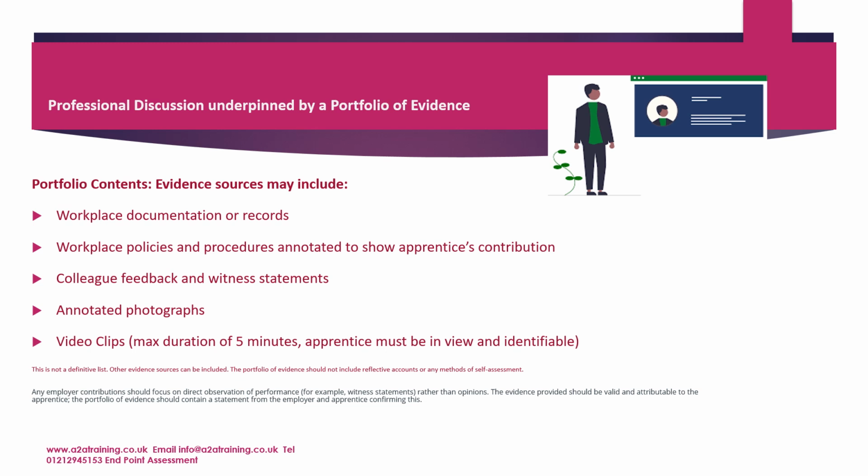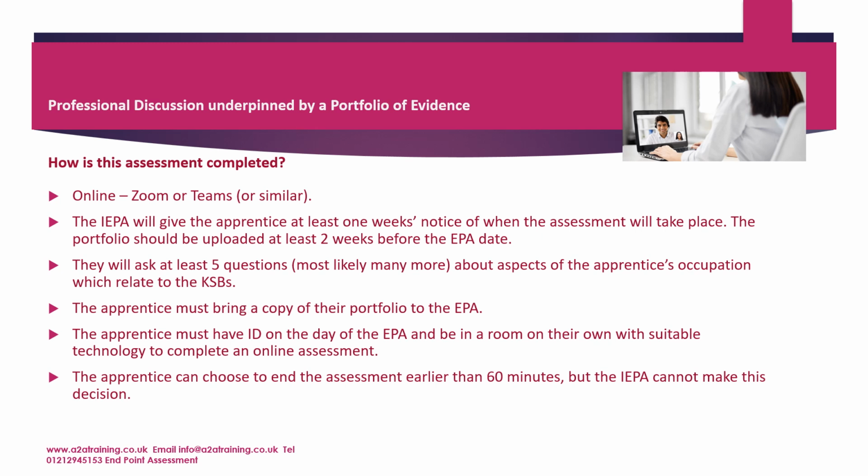So evidence ideas for your portfolio might include things such as workplace documentation or records, workplace policies and procedures, annotated to show your contribution as the apprentice, colleague feedback and witness statements, annotated photographs or video clips. If you do upload video clips, keep them short, perhaps a maximum of 5 minutes, and the apprentice must be in view and identifiable. The professional discussion is normally completed online using a platform like Zoom or Microsoft Teams.